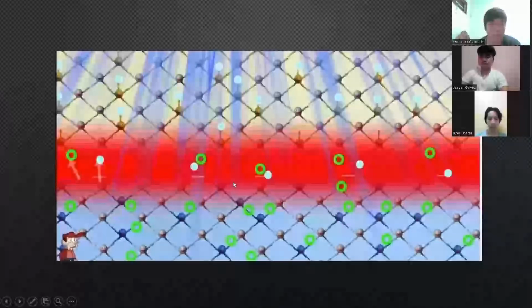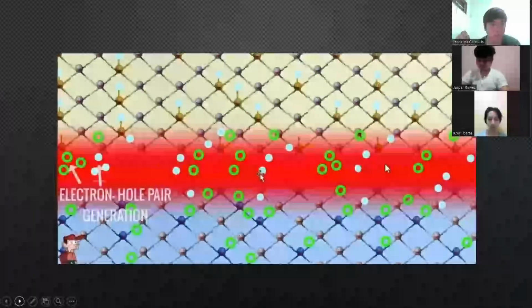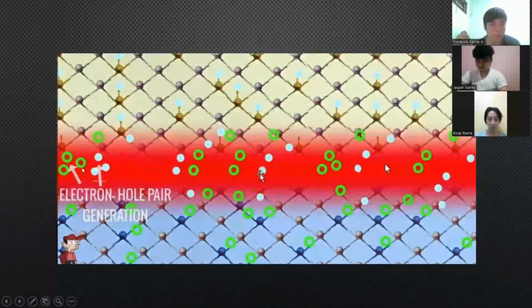Now here we have the p-n junction when it is struck by sunlight. You can see that the holes are being filled, or there is a flow of electrons. Here we see the electron-hole pair generation.